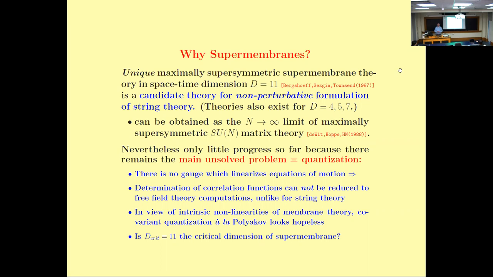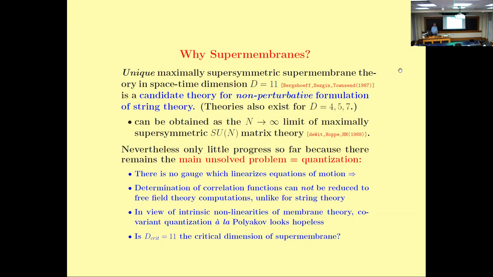This is why you can do all the things that string theory is doing. And I've also shown you the Polyakov type action, but because of the nonlinearities of the membrane theory, the covariant quantization à la Polyakov looks basically hopeless. And of course, there's the question, is there a critical dimension?